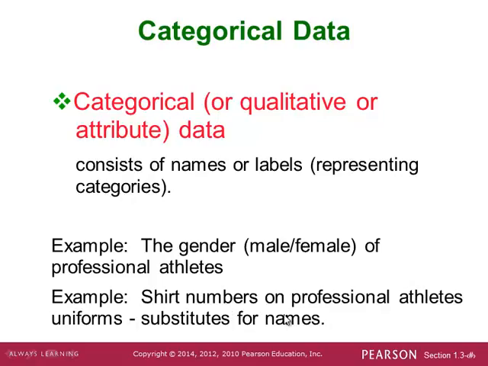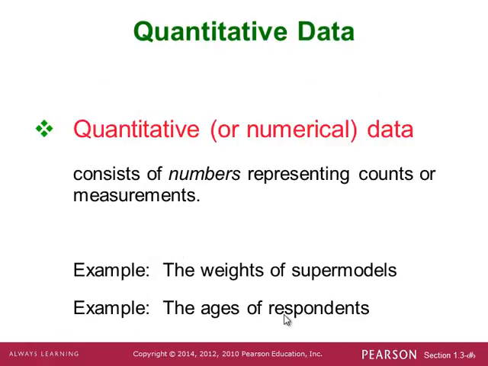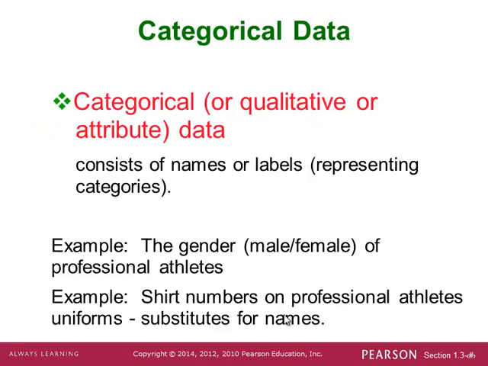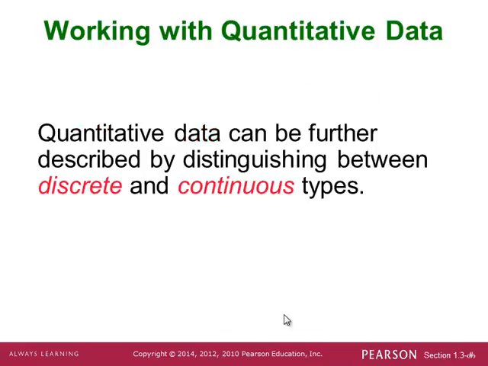Now when you see shirt numbers, as in jersey numbers for, say, a football team, even those are numerical, but those numbers are labels and not counts or measurements. Okay, so if it's a label, then it's categorical. If it's a count or some sort of measurement, then it's quantitative. Now, we're going to focus on quantitative right now.